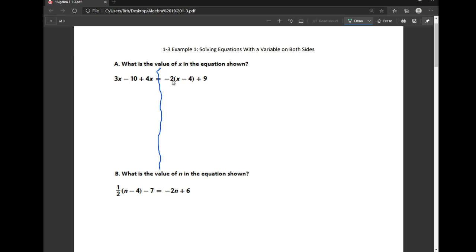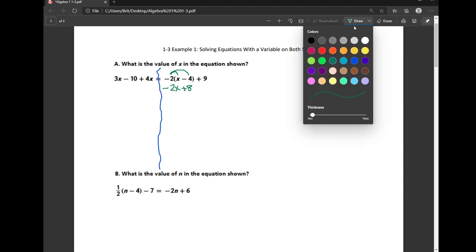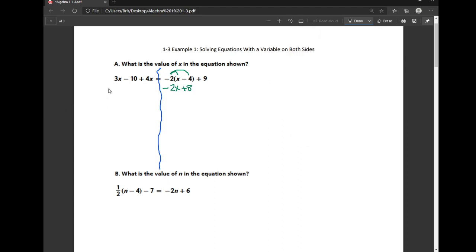Okay, I'm going to start by using my distributive property to get rid of this set of parentheses. So I'm taking -2 and I'm multiplying it to each value inside the parentheses in order to drop the parentheses. So -2 times x is -2x. -2 times -4 is a +8. Alright, so now my equation, now that I've done that change, is still the same on the left-hand side. And then this +9 falls down.